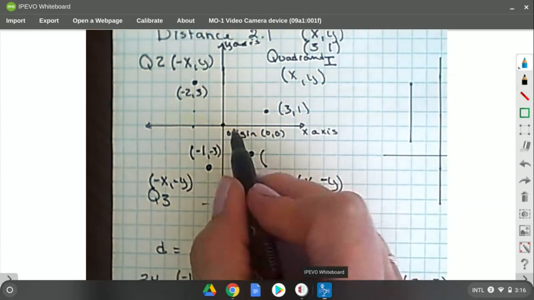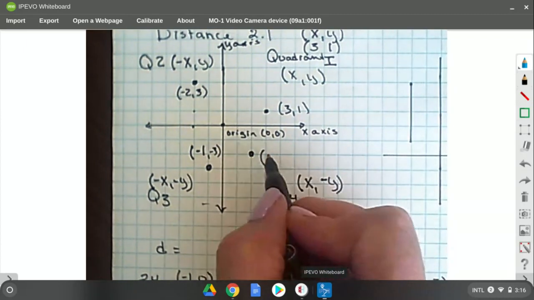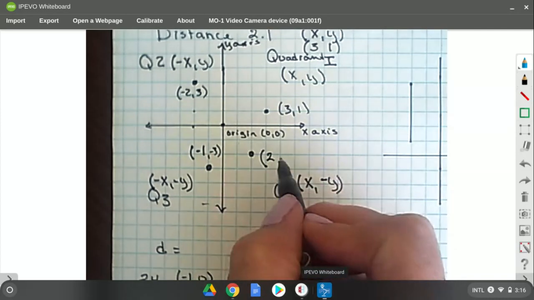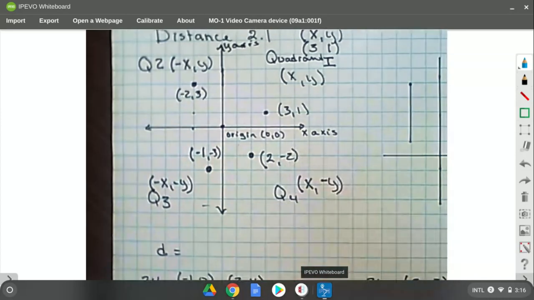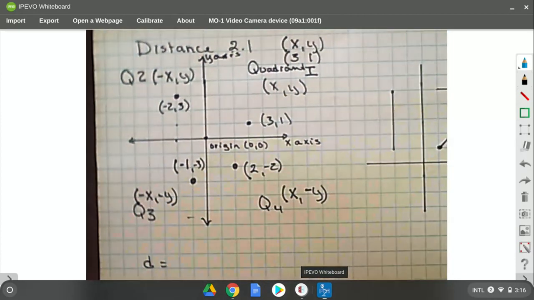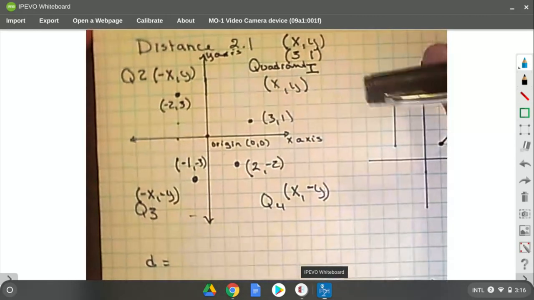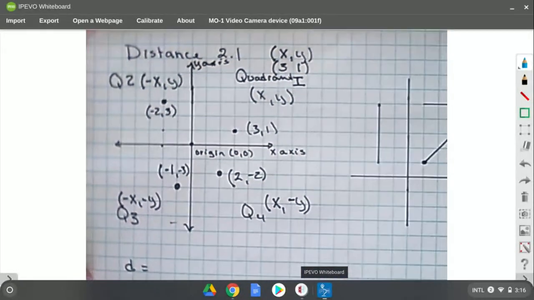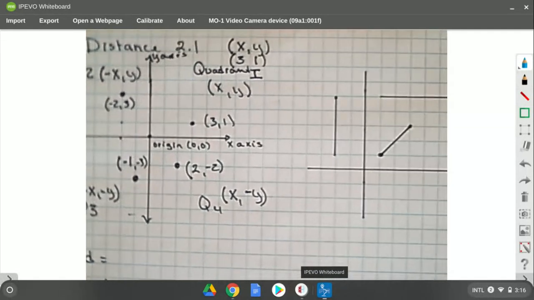Okay. How about over here in 4? So 1, 2 to the right. That makes x a positive 2. 1, 2 down. That makes y a negative 2. Okay. Just a little bit of remember when, because we're going to be using the graph in almost everything in chapter 2 and a lot in chapter 3. So you need to remember, refamiliarize with your coordinate plane.